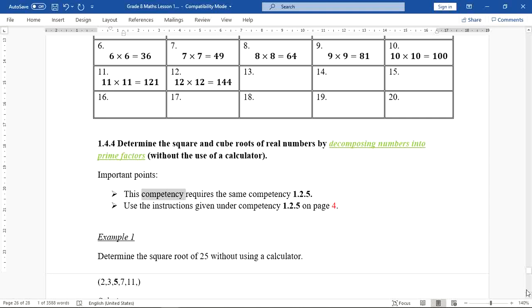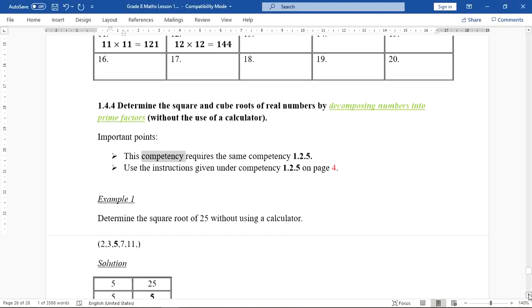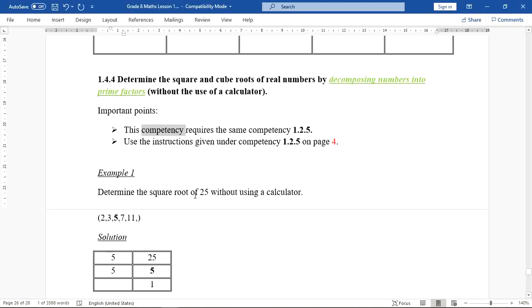Let us look at example number 1. Number 1 says determine the square root of 25 without using a calculator. So what do you do? You decompose that 25 into the product of its prime factors. So you need to know your first 5 prime numbers or prime factors. So we say 25, we divide 25 by 5.